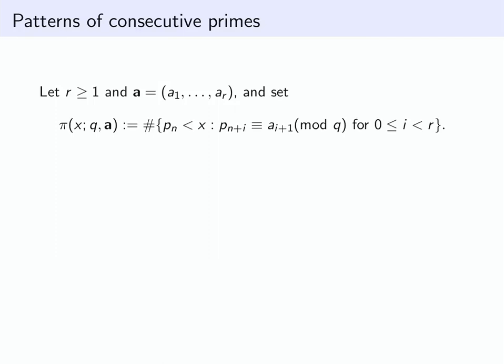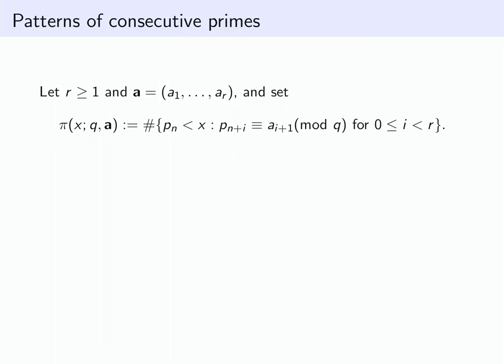Okay? So I'm going to let this function pi(x; q, bold a) do exactly that. It's going to count the number of primes up to x for which the first prime is a1, the second prime is a2, et cetera. So what should we expect to be true about this function?